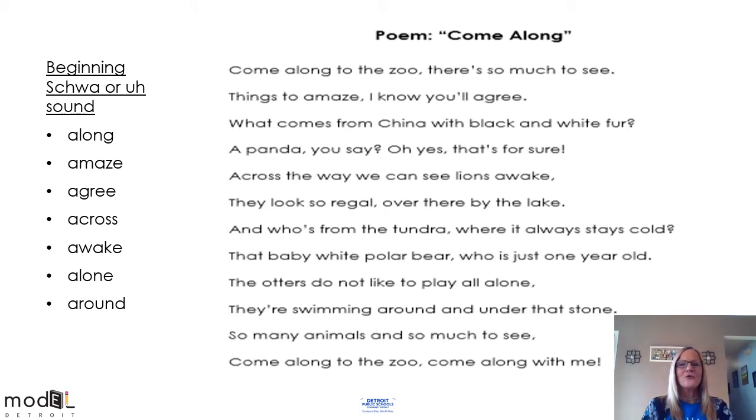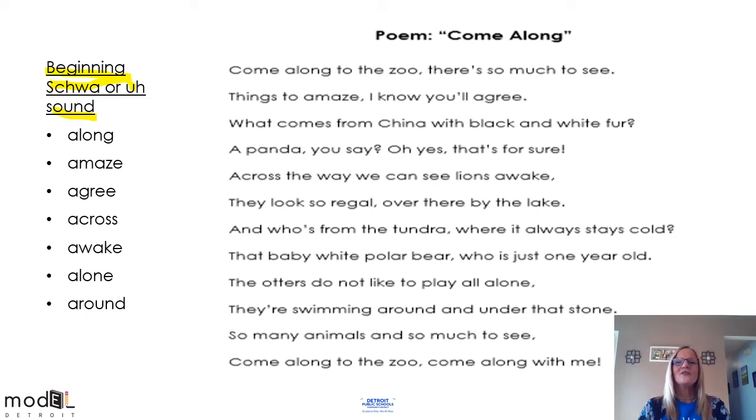We are looking for the beginning schwa sounds. They're all going to begin with the letter A. Let's read these words before we begin so we know what to look for. Along, amaze, agree, across, awake, alone, around. Now let's see if we can locate them in the text.